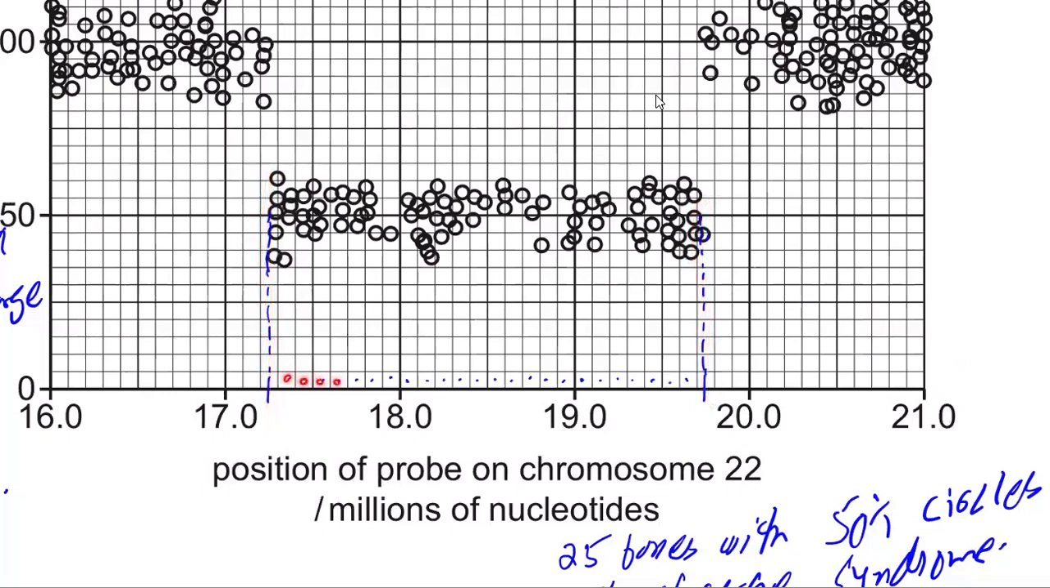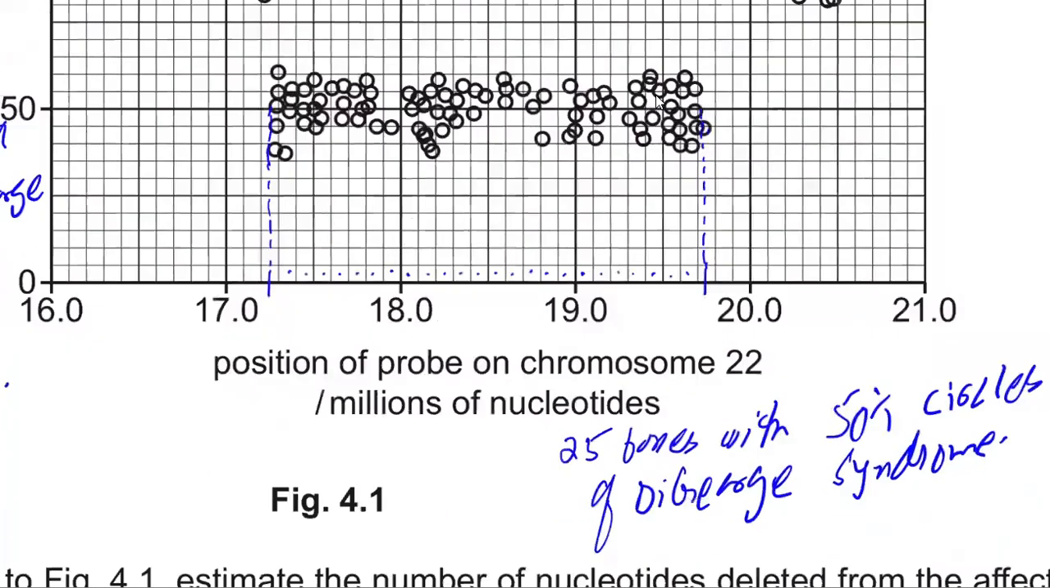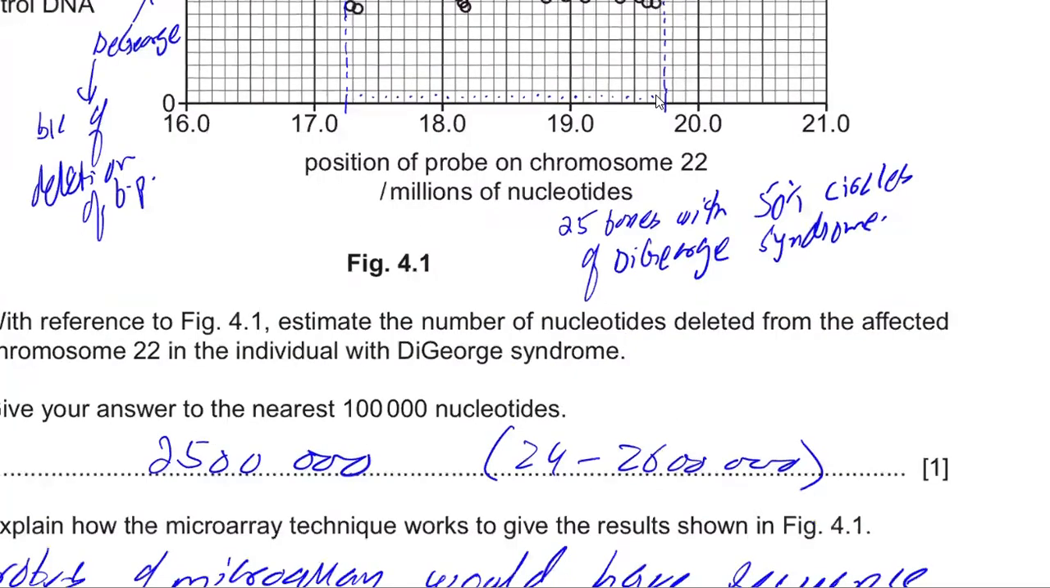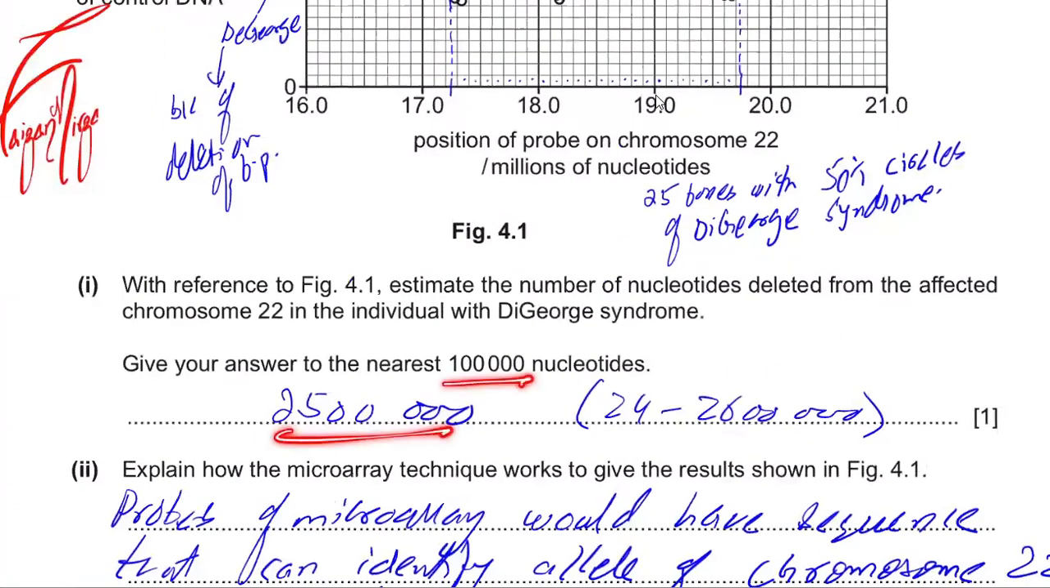1, 2, 3, 4, 5, 6, 7, 8, 9, 10, 11, 12, 13, 14, 15, 16, 17, 18, 19, 20, 21, 22, 23, 24, and including these two will make it 25. So our answer, to the nearest 100,000 nucleotides, will be 2,500,000.